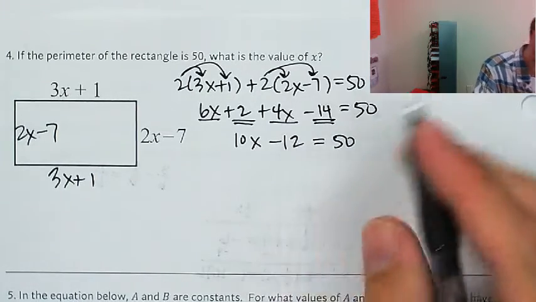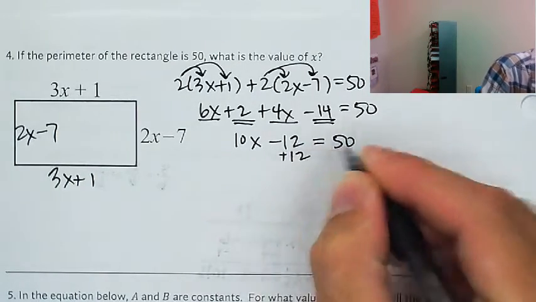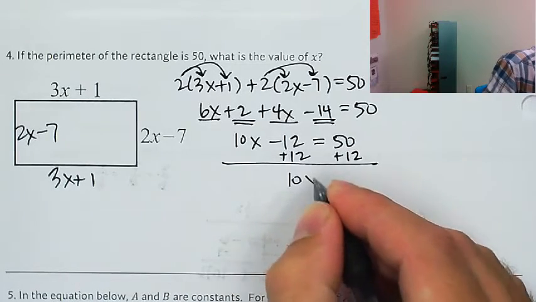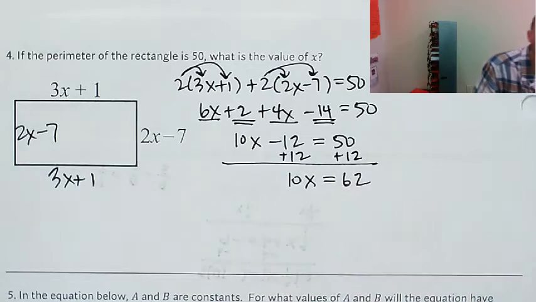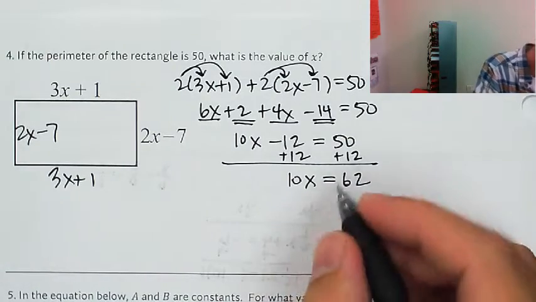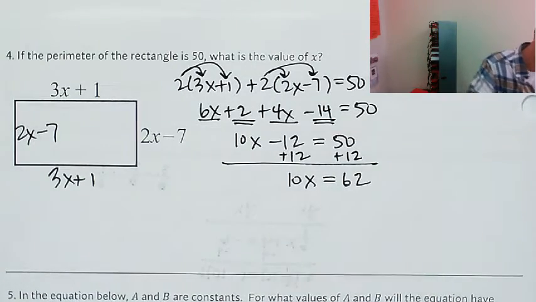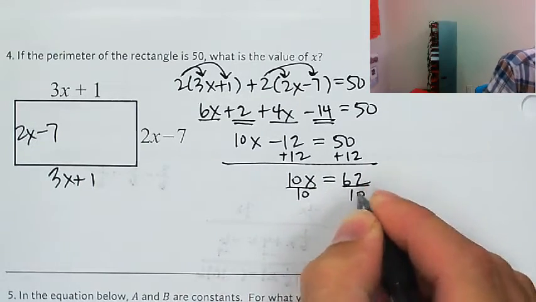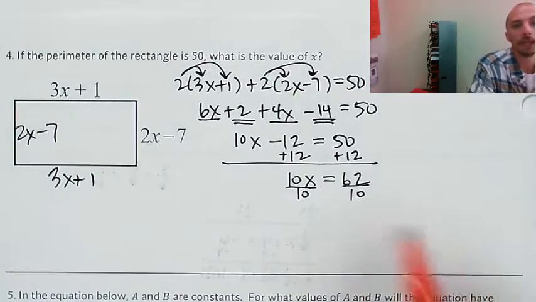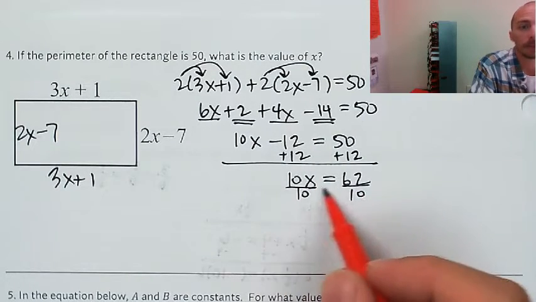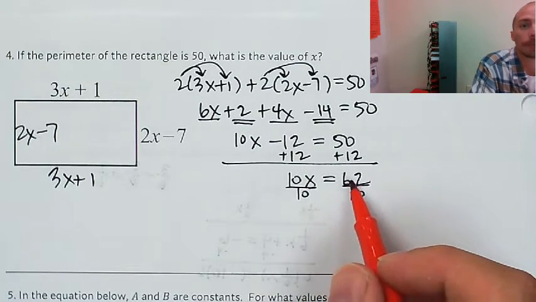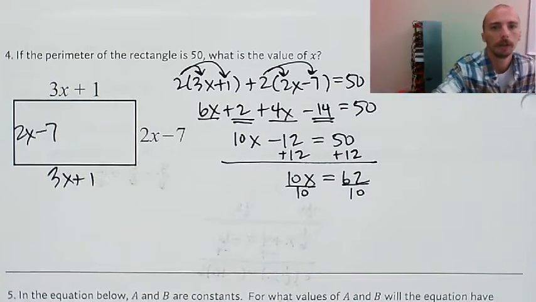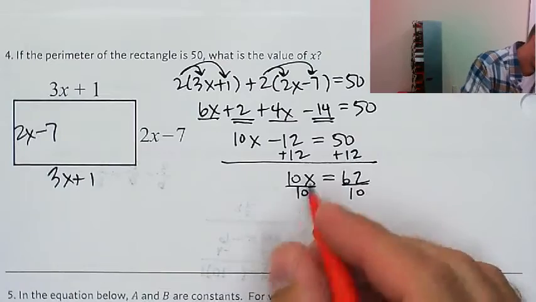And then I'm going to add 12 to both sides. I'll have 10x equaling 62. And then I can divide both sides by 10, and I could say, you know, pardon me, I was going to show that. And then I would see, okay, you could say x is 6.2. You could say x is 62 divided by 10. You could say x is 31 divided by 5. If you want to reduce that fraction, it really doesn't matter. It's not a big deal.